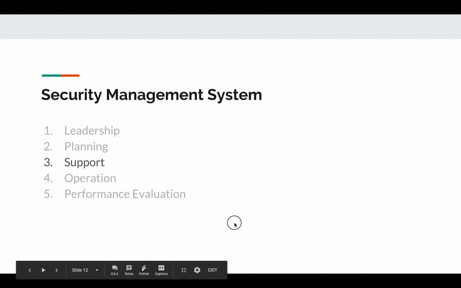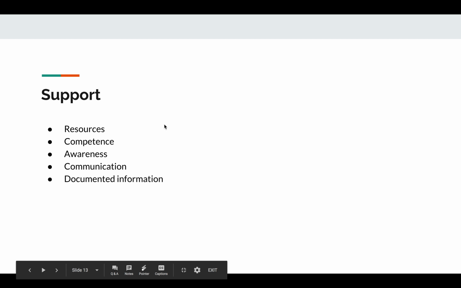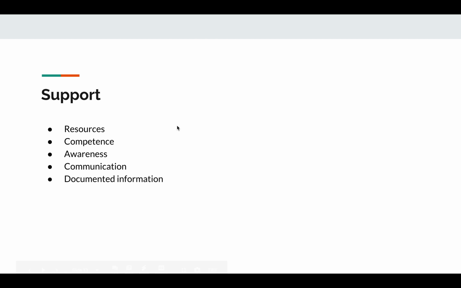So the supports actually include 5 points or more, but I just make it 5 points. The first one is the resources. The organization shall determine and provide the resources needed for establishment, implementation, maintenance, and continued improvement of the security management system. That's very important. Resources allocation is very important.